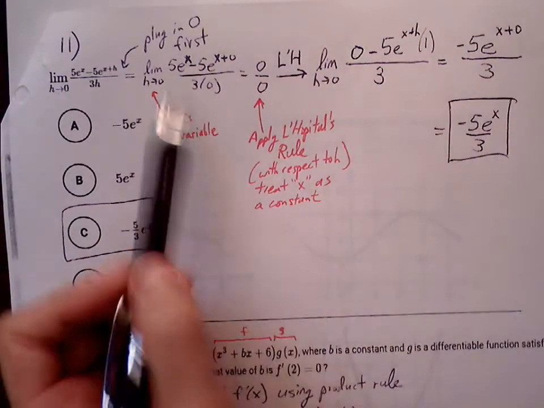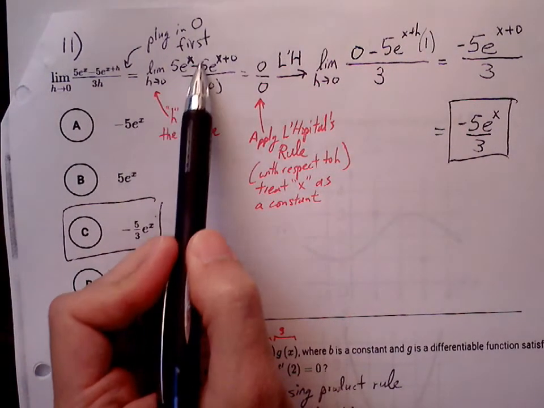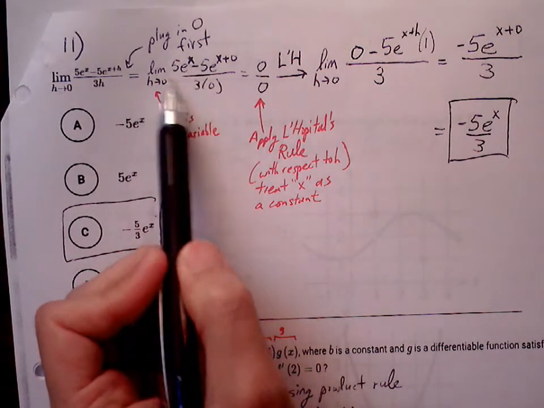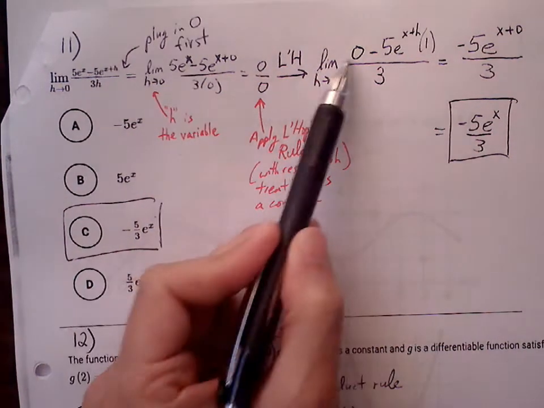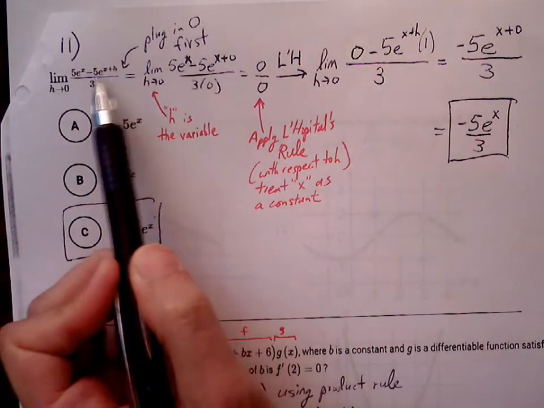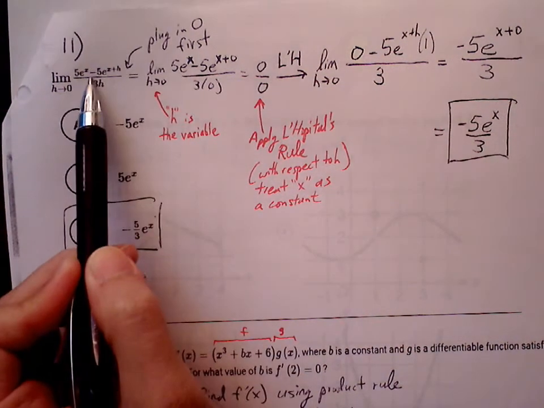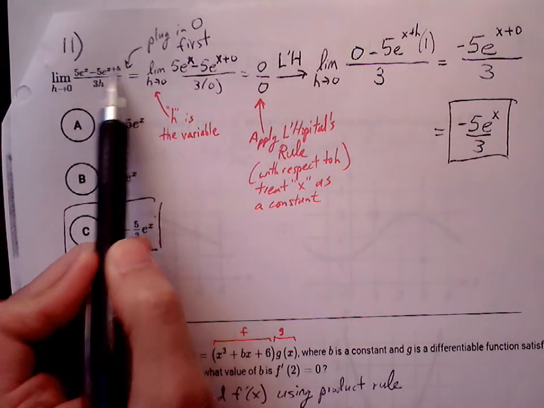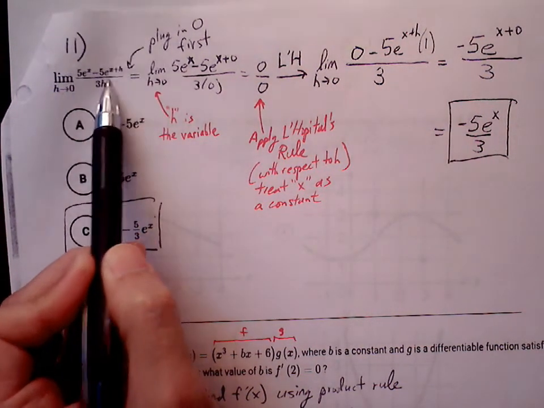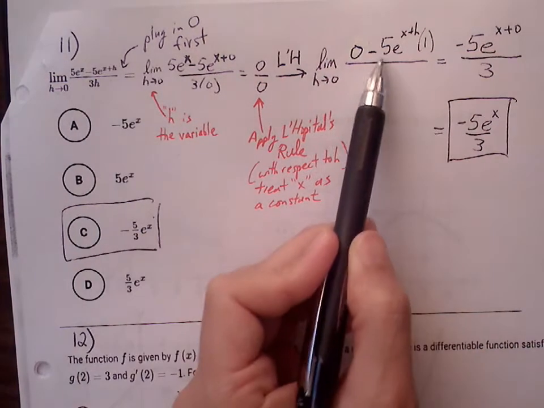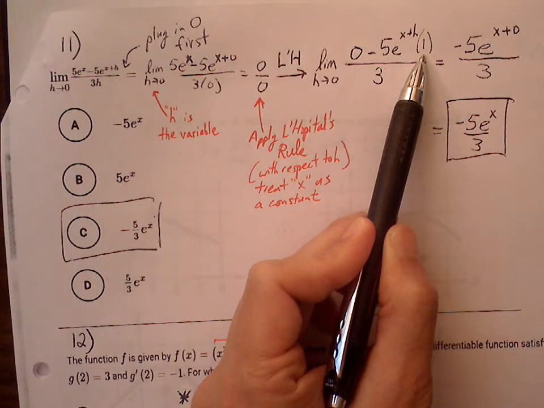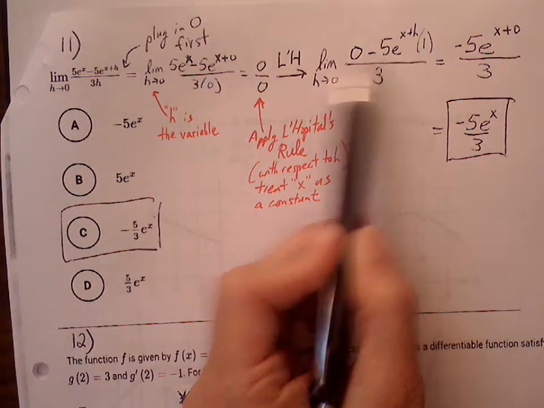So let's look at each of these terms here. 5e to the x, x is just a number. There's no variable here, so this number's derivative is just going to be 0. The second term, 5e to the x plus h, there is a variable here, so the derivative for e to the u is e to the u times u prime. x goes to 0, h goes to 1, the negative 5 stays.